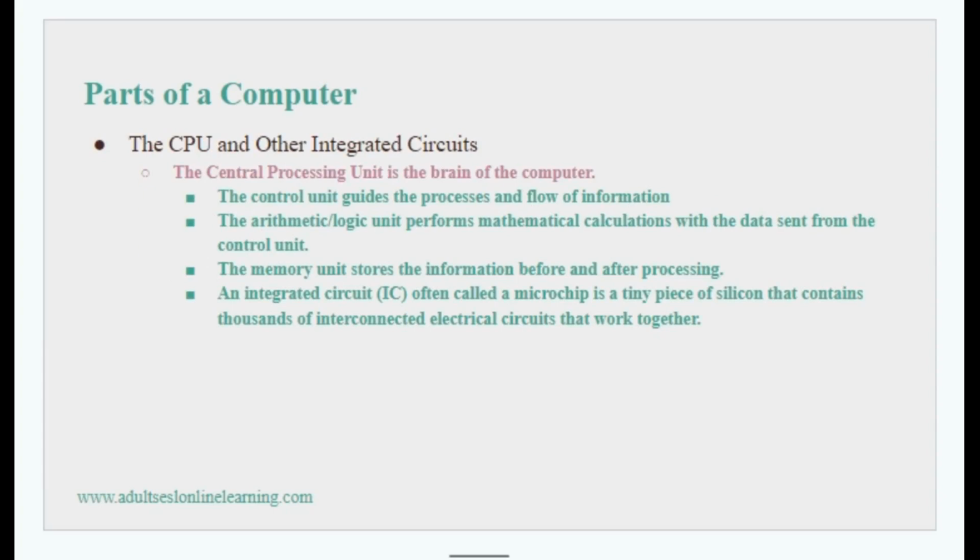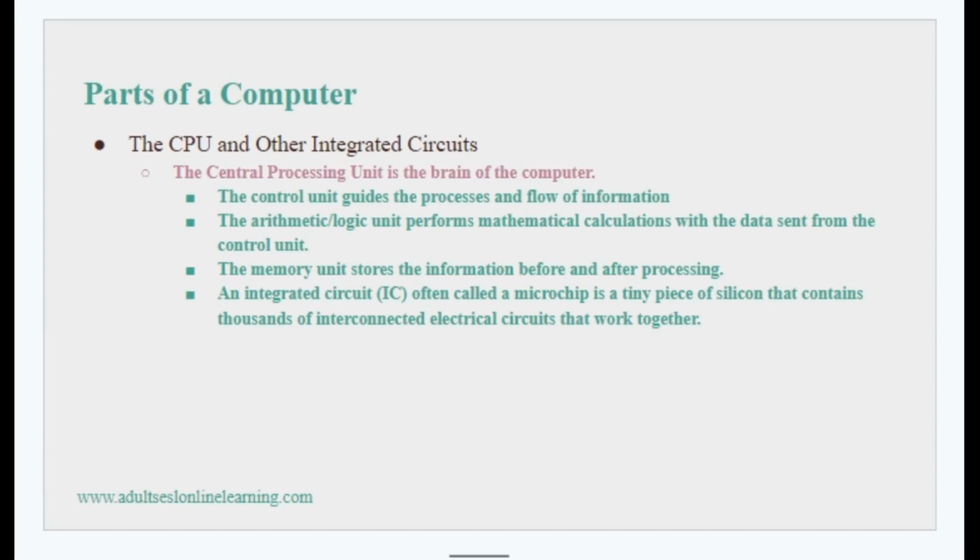The CPU and other integrated circuits. The central processing unit, also known as the brain of the computer, resides directly on the motherboard. The CPU has three main parts. The control unit guides the processes and flow of information. The arithmetic logic unit performs mathematical calculations with the data sent from the control unit.